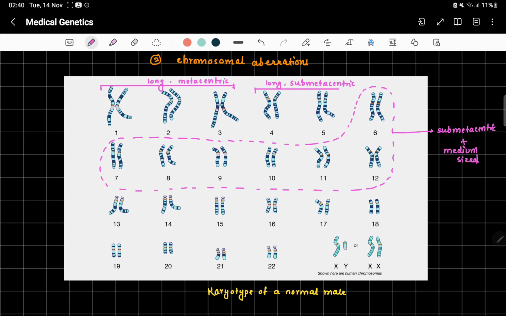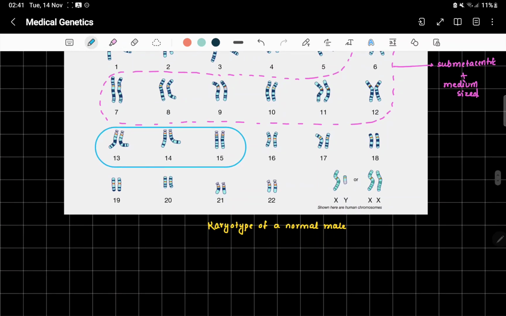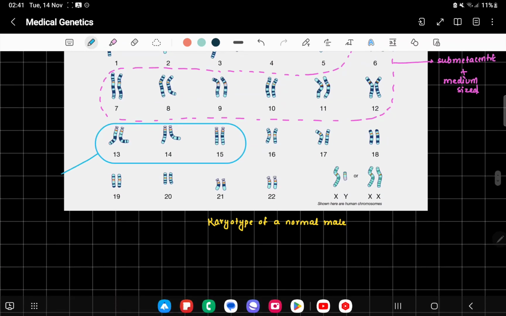And from 13 to 15, these are medium sized and acrocentric.